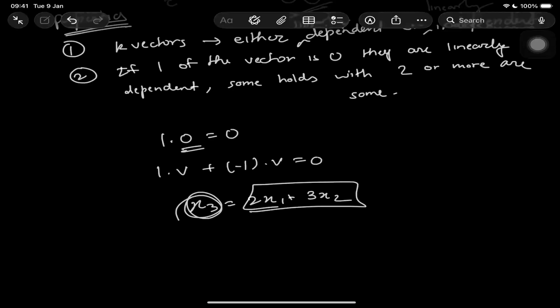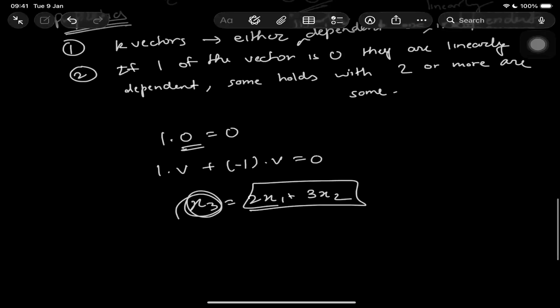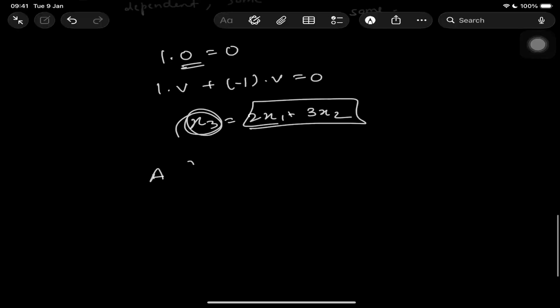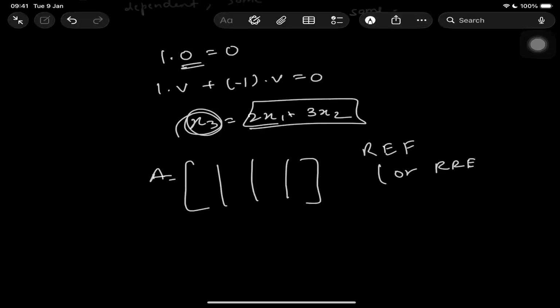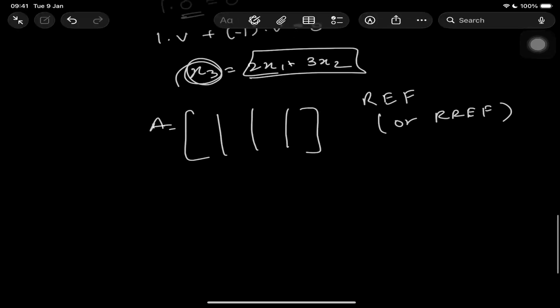Now to check linear independence, we again do Gaussian elimination. We write all vectors as columns of a matrix A, and then we perform Gaussian elimination using the row echelon form. We can also use the reduced row echelon form. One more thing is that the pivot columns, that is, the columns which have the pivot element in them, indicate vectors which are linearly independent of the vectors to the left of them. Also, the non-pivot columns can be expressed as a linear combination of the pivot columns.